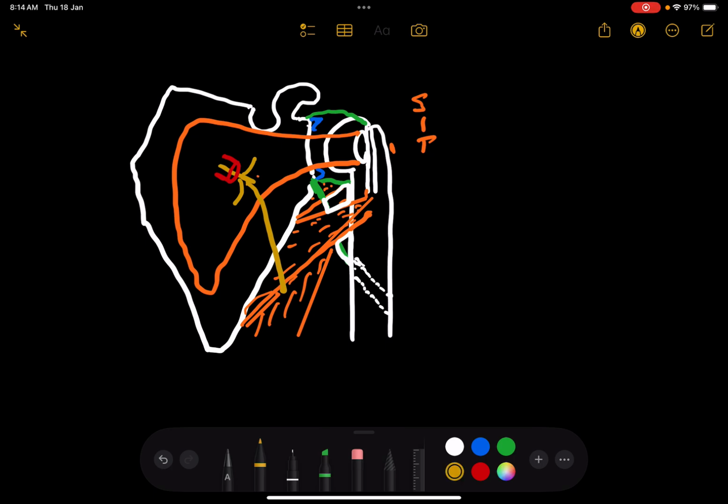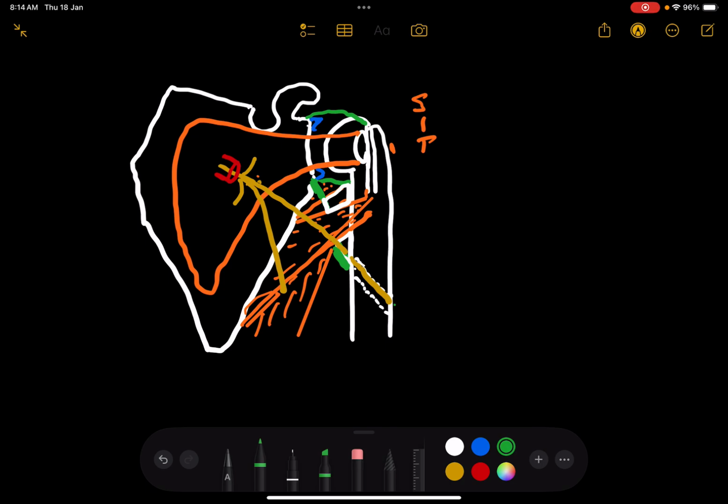Then the radial nerve will be going to the lateral triangular space and will come to lie in the radial groove. It will pass through this lateral triangular space bounded by long head of triceps, latissimus dorsi and inferior border of teres major and shaft of humerus.